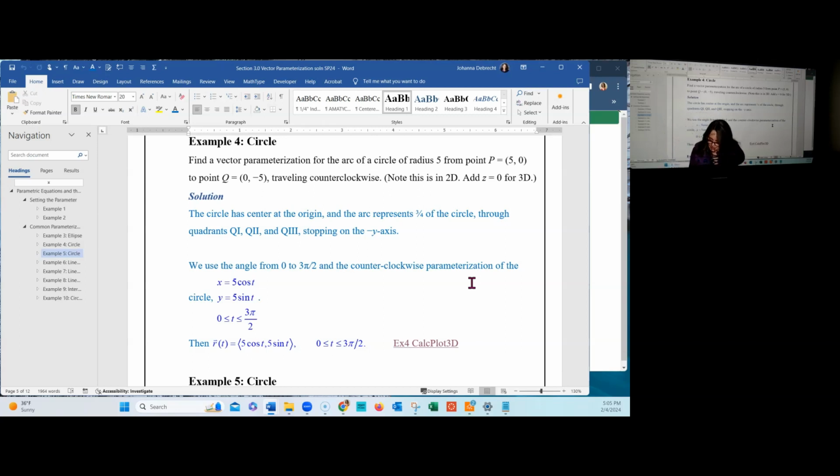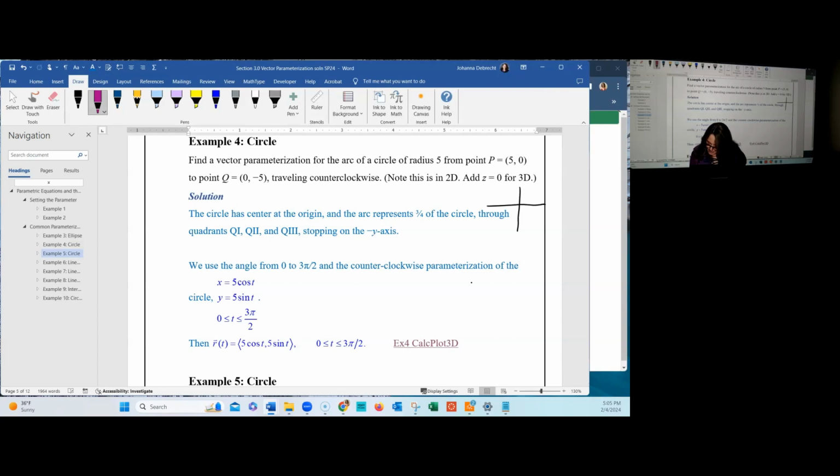So if I think about where that is on a graph, 5, 0 would be out here, and 0, negative 5 would be over here. So the question is, which arc do we want? You have to be told, and it does say traveling counterclockwise. If we went clockwise, then we would get a quarter of a circle in quadrant 4 only. But it wants us to go counterclockwise. So what it's looking for is the arc that comes all the way around like this. And we want to travel in that direction. If you want to do it in 3D, you would just add z equals 0 for 3 dimensions.